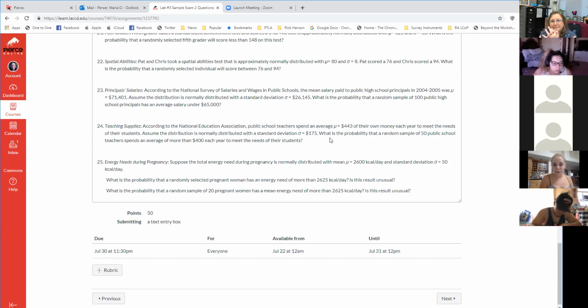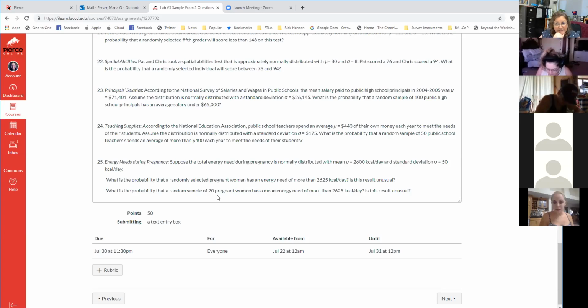Right, exactly. As soon as you see a random sample of 50, you know immediately that you have to calculate the standard error of the mean, which is sigma divided by the square root of n. That should immediately highlight it. Just like in number 25, you have a randomly selected pregnant woman, where you just divide by sigma. But for the second one, the random sample of 20, now you have to do standard error.